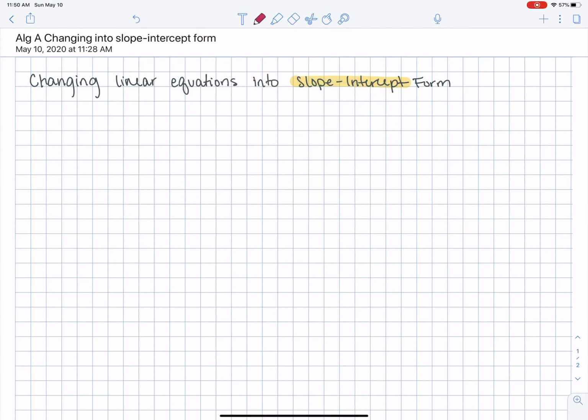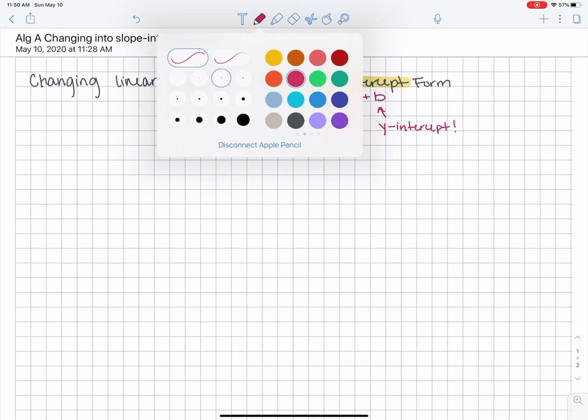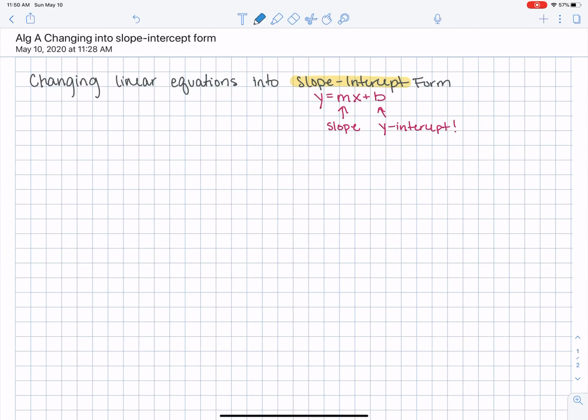If you remember from last week, or maybe some point in your algebra career, slope-intercept form looks like y equals mx plus b, where m is representing your slope and b is representing your y-intercept. And it was super easy to graph from these because you started at your y-intercept and then you used your slope. But sometimes it's not in that form.